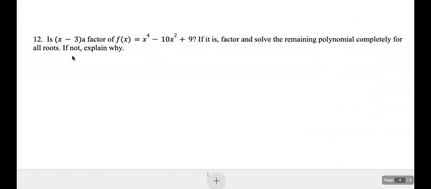All right, and last but not least, number 12. Let's go to our new screen for this one and see if x minus 3 is a factor. All right, so here we go. So we got x minus 3 equals 0, so x equals 3. So that's what's going in here.